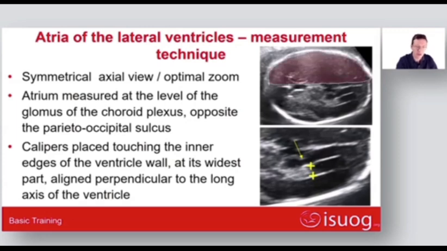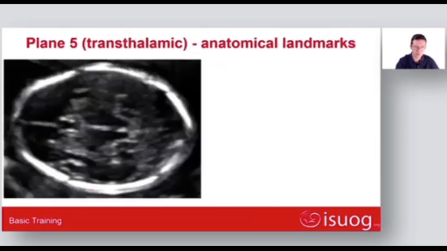You need a symmetrical axial view with an optimal zoom. The 2 hemispheres must be exactly equal with the midline in the middle. You should measure the atrium at the level of the glomus of the choroid plexus in front of the parieto-occipital sulcus. The calipers are placed touching the inner edge of the ventricular walls, and if the measurement is more than 10 millimeters, you should refer the patient.